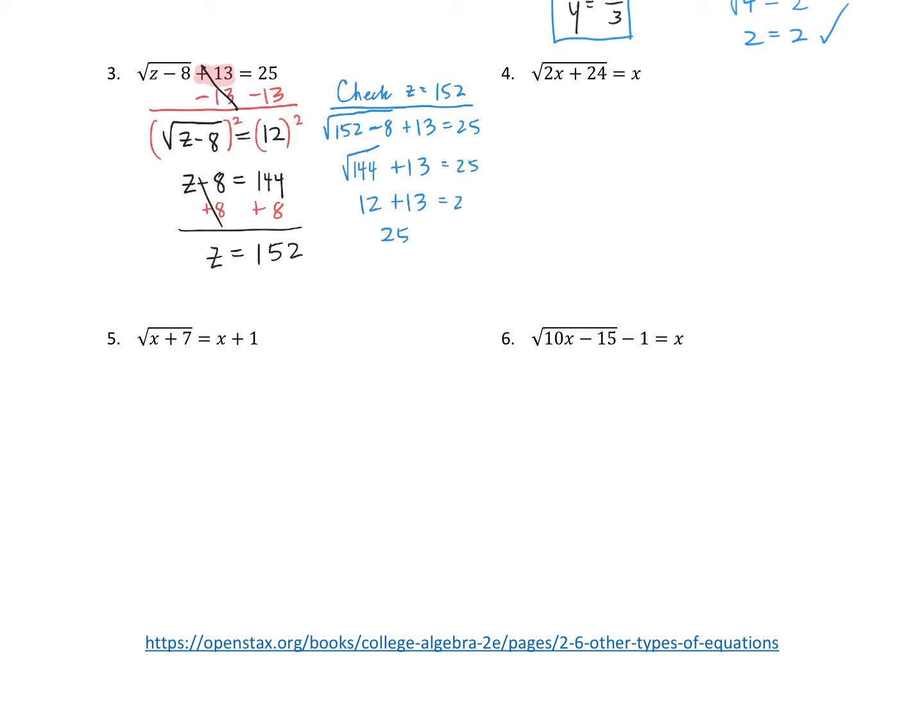And on the other side, I'm just continuing to bring it down. And so I get the statement 25 equals 25. That's true. So this 152 is a solution to the equation.